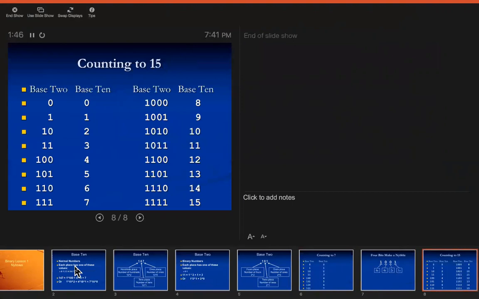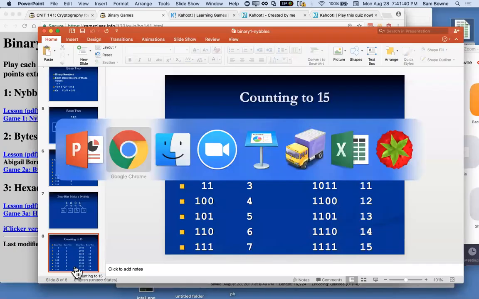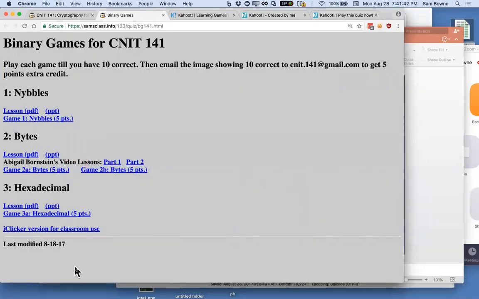1100 is 12. You learn to spot these, and you have to learn to switch them back and forth from binary to decimal to do this stuff. You get used to it. So that's the game, and you can easily create that chart on a scrap of paper if you need it. And I have a Kahoot for this stuff.